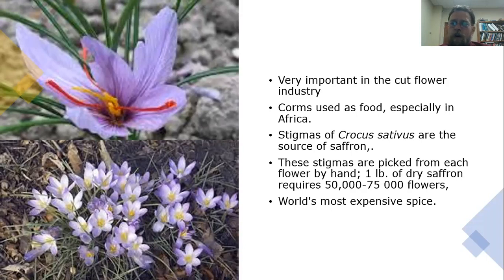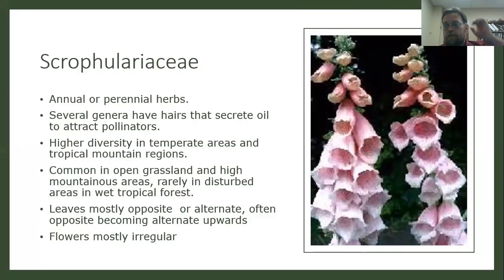In order to get 1 pound or 454 grams of dry saffron, you have to hand harvest between 50,000 and 75,000 of those flowers. So the reason why it's so expensive is because of all the labor that goes into producing it. And of course, there are a lot of irises that are involved in the cut flower industry.